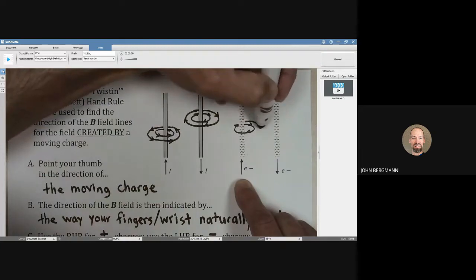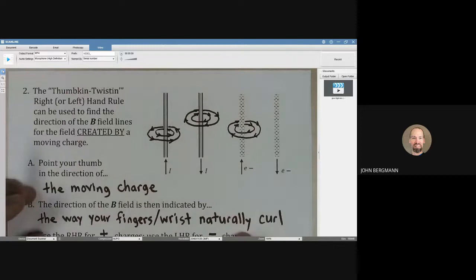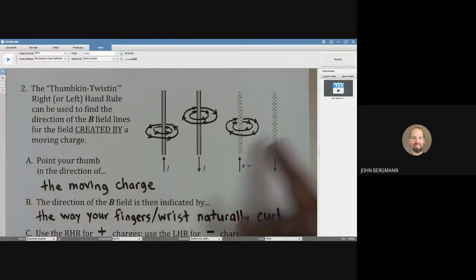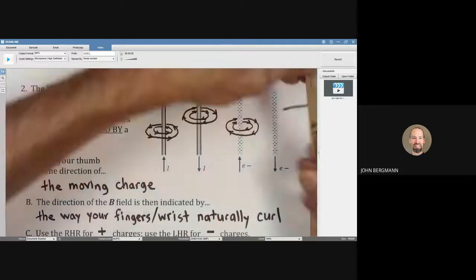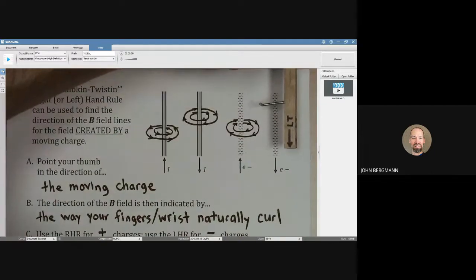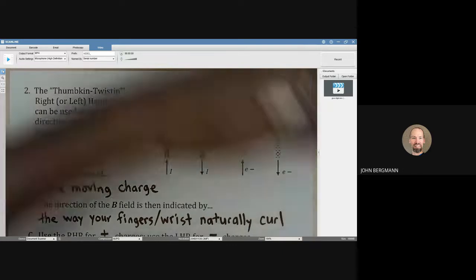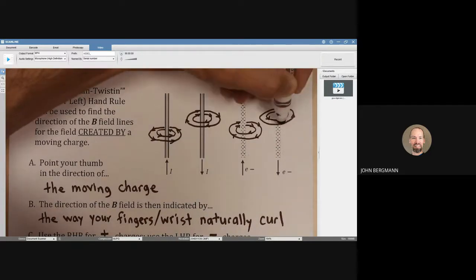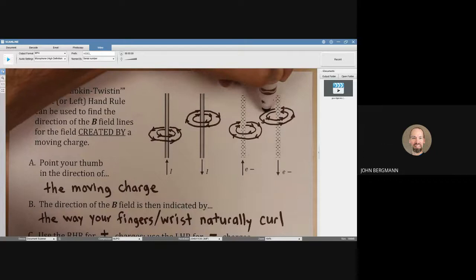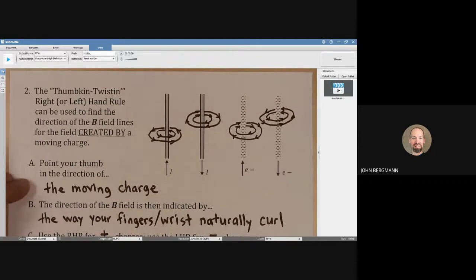Let me draw another one, like so. Kind of like planets going around the sun. They are continuous lines. And lastly, for this one, left thumb points down towards the bottom of the page, and the field lines are going to be coming towards us on the left, and going away from us on the right. And these field lines exist all the way up and down this line of moving charge. But that is basically what's happening with the thumbkin twistin right-hand rule, or left-hand rule if you have negative charges.